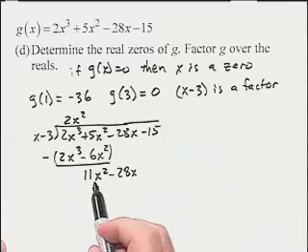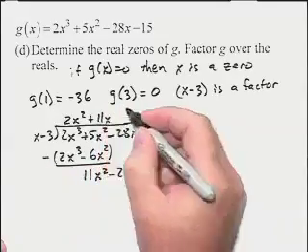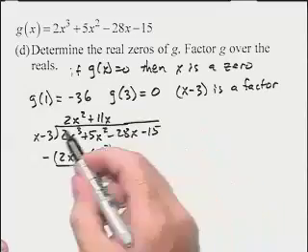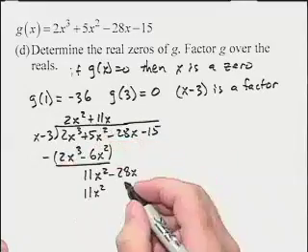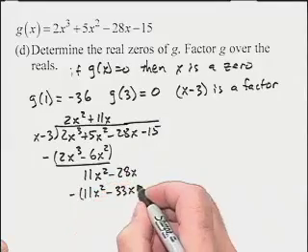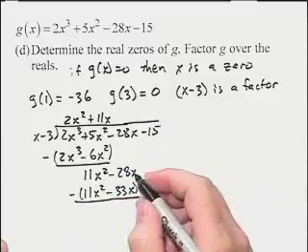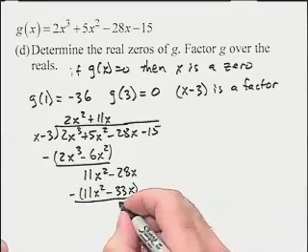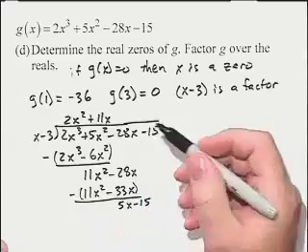we'll drop down our minus 28x. To get 11x squared, we need to multiply x by 11x. 11x times x is 11x squared. 11x times negative 3 is minus 33x. Again, we subtract. We do our subtraction, we'll end up with 5x. Drop down our negative 15.